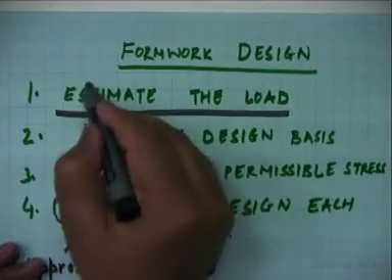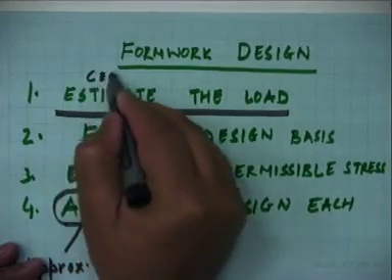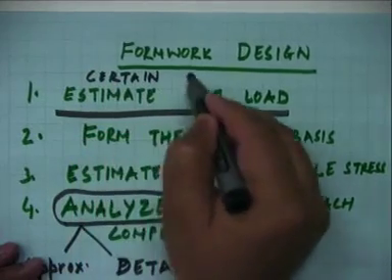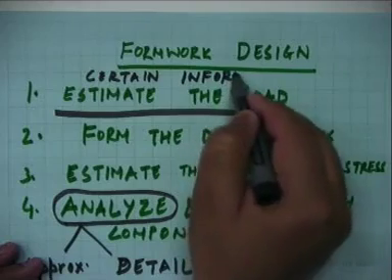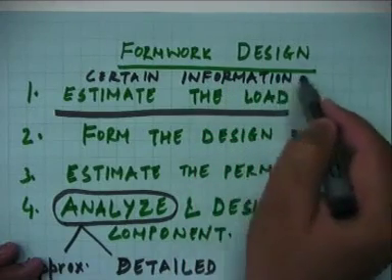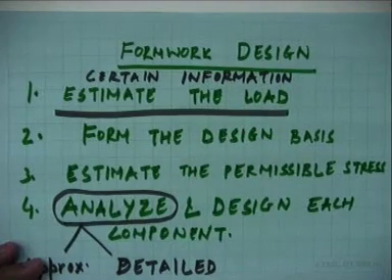We will see what are the different components depending on the formwork type. But before that, I would like to tell you all these 4 steps one by one. So first we take up the estimate of load part. What are the loads coming onto your formwork? And in fact, before this, you must have certain information. Certain informations are needed before you proceed with all the following 4 steps. We will see what are those information.